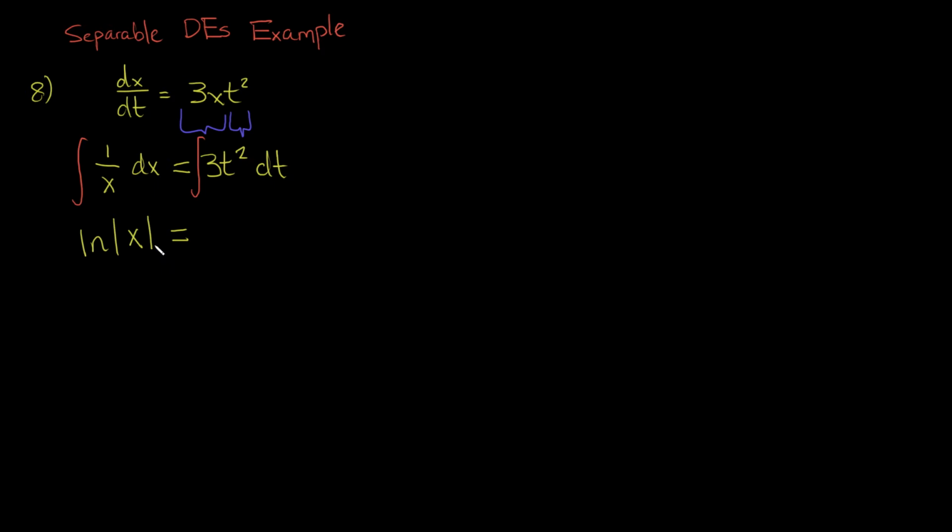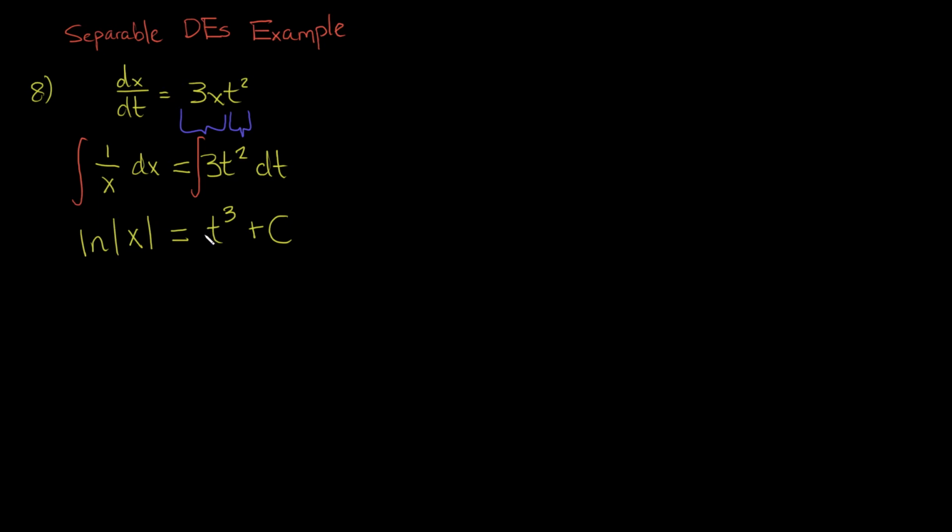Now this natural log of the absolute value of x is going to equal the integral of 3t squared. The integral of 3t squared is 3 times t cubed divided by 3, so the 3 is going to cancel out. You're just going to get t cubed, and now we can add on our arbitrary constant. And this in and of itself is a perfectly valid implicit solution. Let's say, for the sake of argument, we wanted to solve for what x is in terms of t.